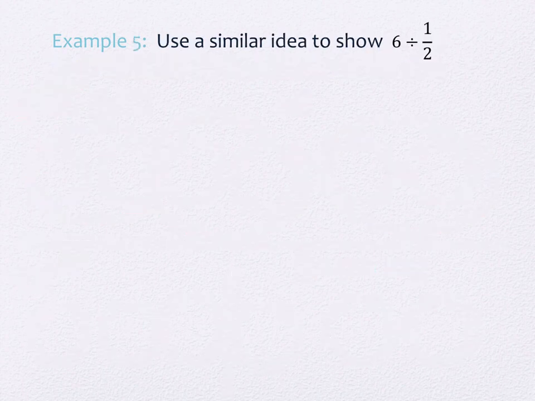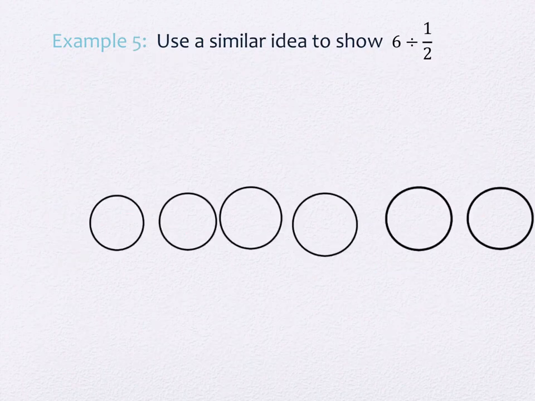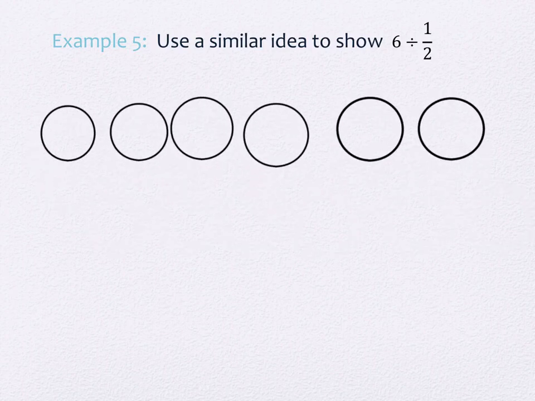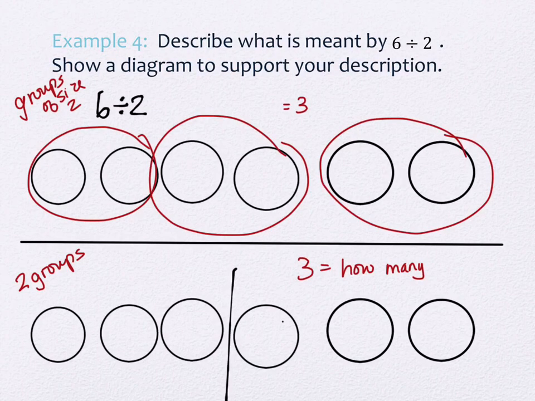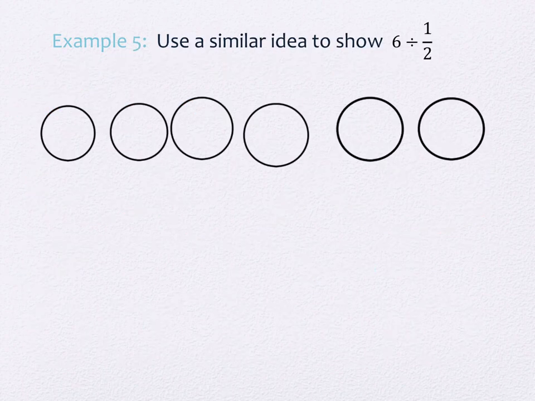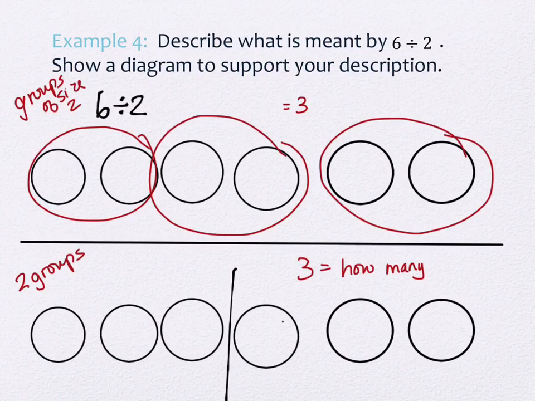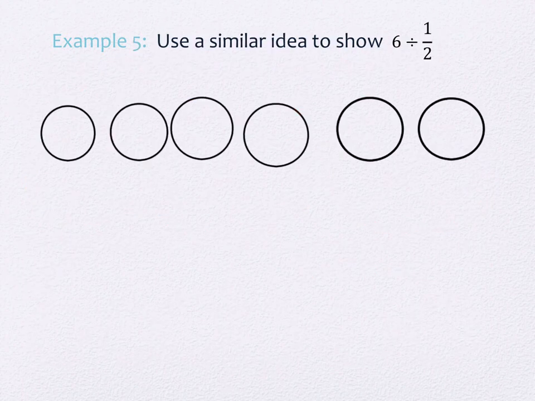Okay? Now I'm going to do the same picture over here, the same 6 cookies, but I want to divide them by a half. Now, the second way that I divided them, which says I want to create 2 groups, doesn't work very well here. I want to create half of a group. What does that mean? It doesn't work. But the first way that we described it, I want to create groups of size 2, works really well here. Because I can create groups of size 1/2.